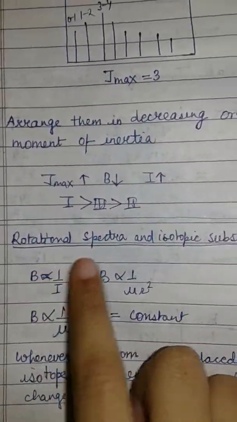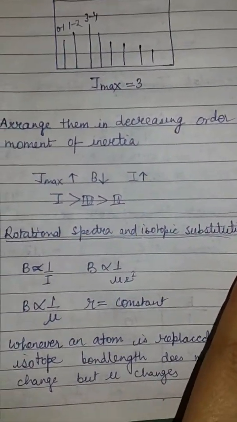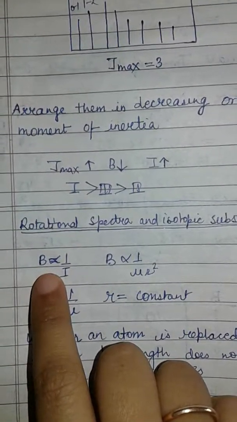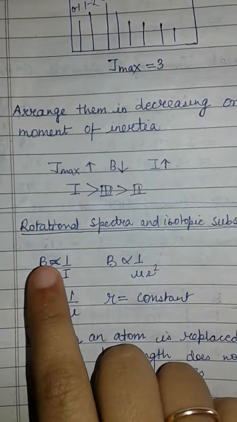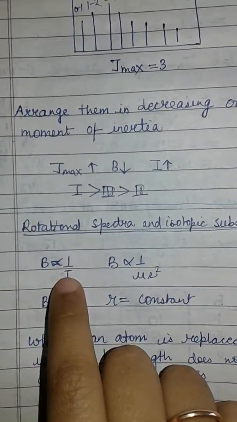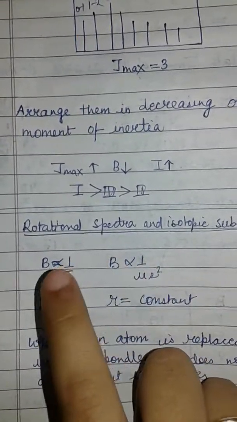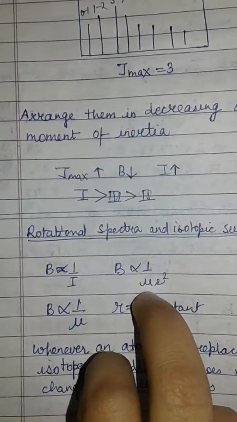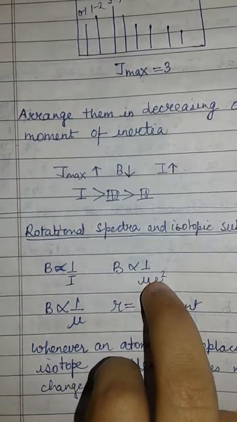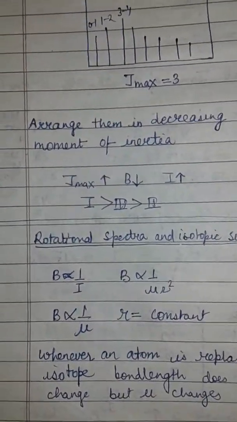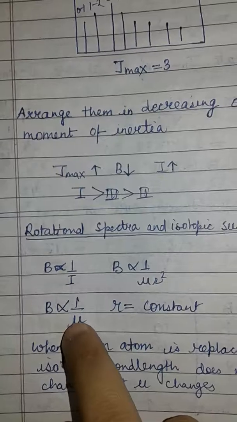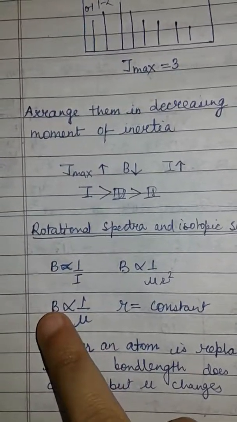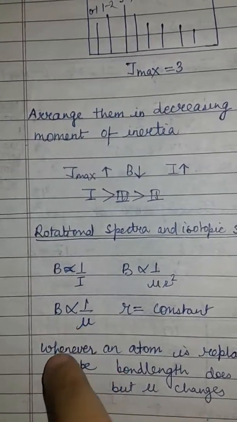Now, rotational spectra and isotopic substitution. We know that B equals h upon 8 pi square I c. So B is inversely proportional to I, the moment of inertia, and I equals mu r square. Therefore, B is inversely proportional to mu r square. If we take r, the bond length, as constant, then B is inversely proportional to mu, that is, the rotational constant is inversely proportional to reduced mass.